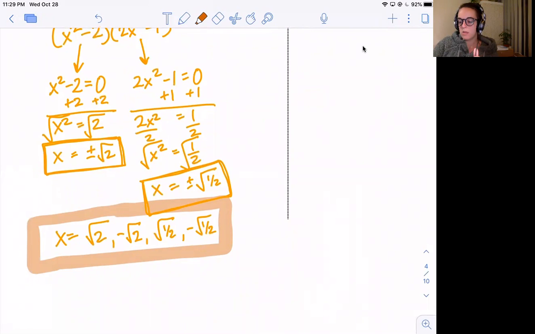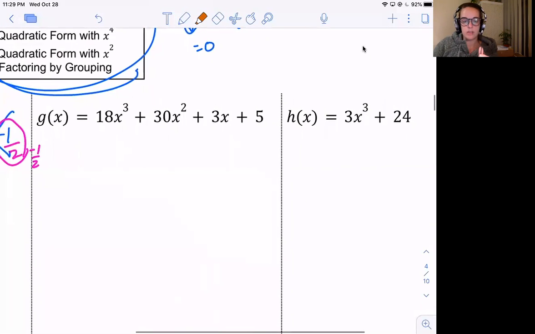Cool. Go ahead and pause the video. See if you can factor this one. It has 4 terms, so think about factoring by grouping. Pause it. Come back when you're ready. Okay, assuming we're back.